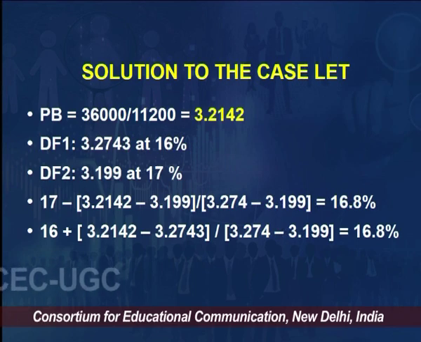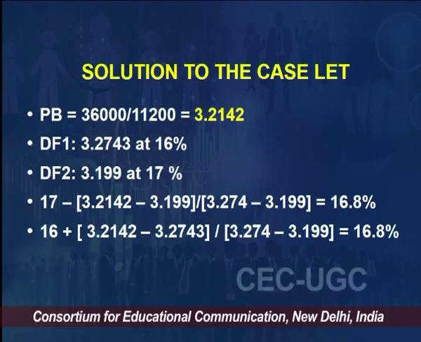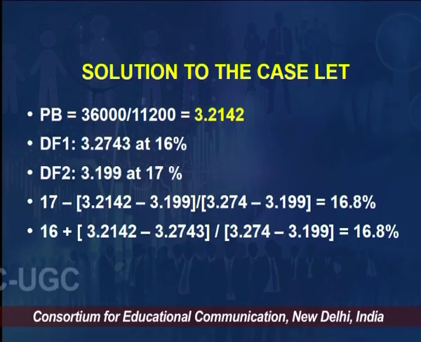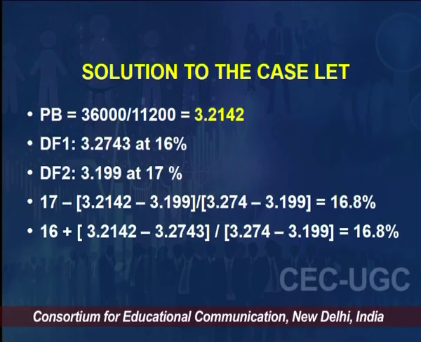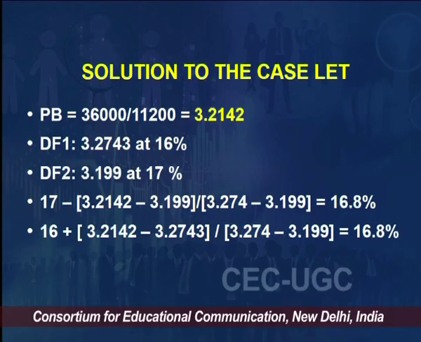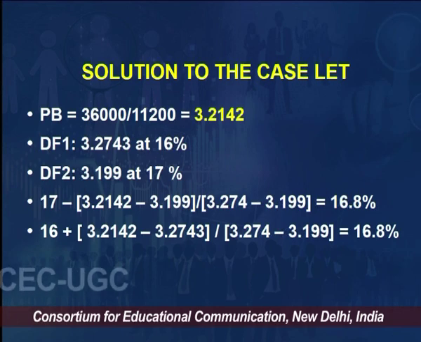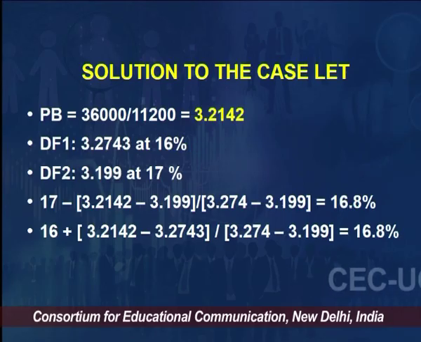So, while we are using the higher R, we will use 17 minus PB. PB is 3.214, so PB minus the corresponding discount factor for 17%, which is 3.199, and the whole is divided by the difference between the two discount factors, 3.274 minus 3.199. The difference of these two, the delta discount factor, is the denominator here. If you solve this equation, you will get 16.8%.